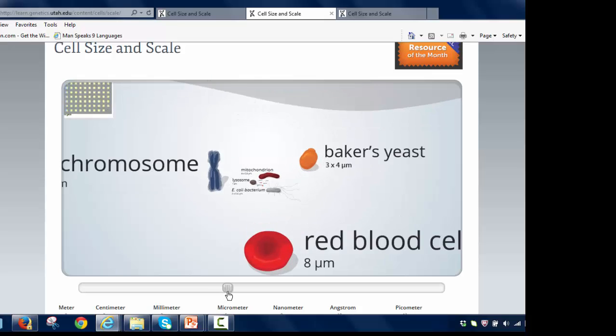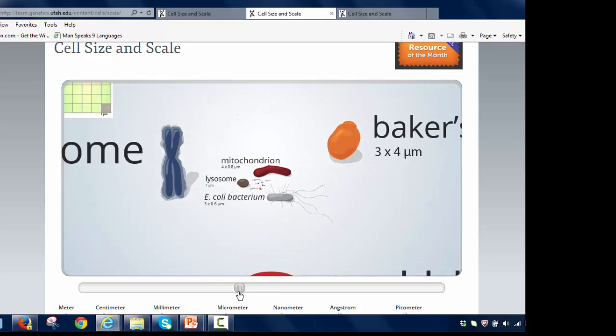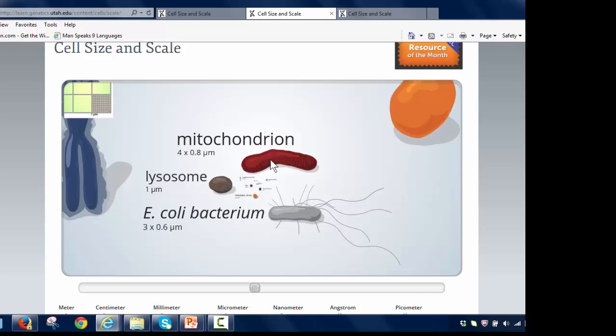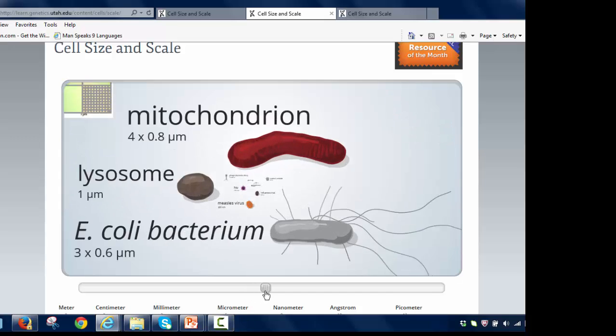Now at this point, we are getting to things that would be smaller than a typical human cell. So now we're going to start seeing things that we might find inside a human cell, or just other things that are smaller than a human cell. Here's a chromosome, which you would find in a human cell. Here's E. coli, which you wouldn't generally find in a human cell. Mitochondria are found inside of cells. They're important for making ATP.